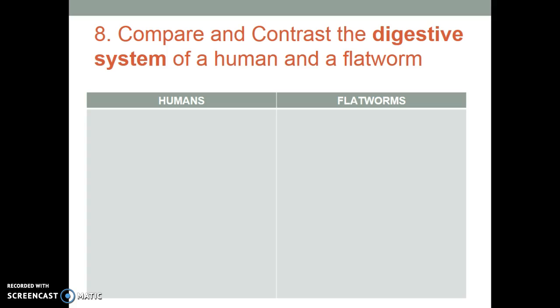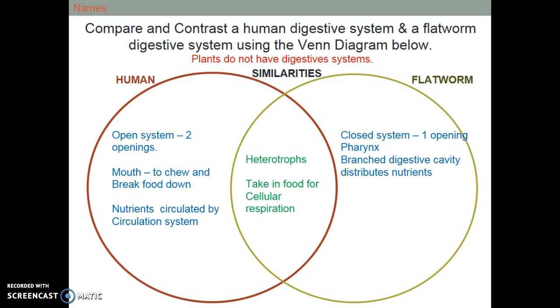Compare and contrast the digestive system of human and flatworm. Notice we don't have plants on this compare and contrast. So here are the similarities and differences. Similarities are hanging out in the middle here. They are both going to be heterotrophs, which means they are consuming other organisms to get their food, and they take in food for cellular respiration.